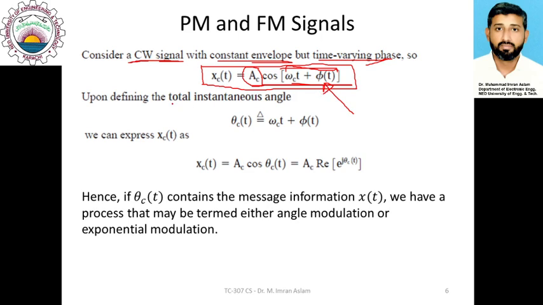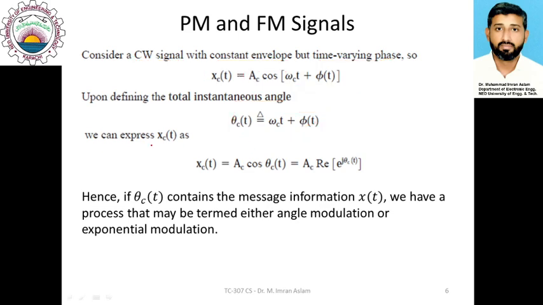So in that case the total instantaneous angle would be represented by theta(t) = omega_c t + phi(t), where phi(t) is actually representative of the message information.